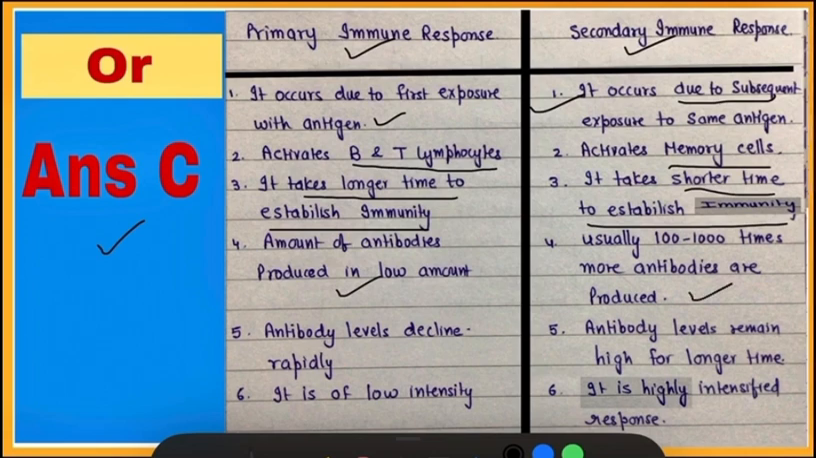In primary immune response, antibody level declines rapidly, while in secondary immune response, antibody level remains high for longer time. And last difference, primary immune response is of low intensity, while secondary immune response is of high intensity. It is a highly intensified response.